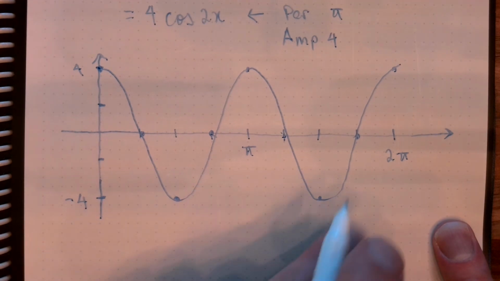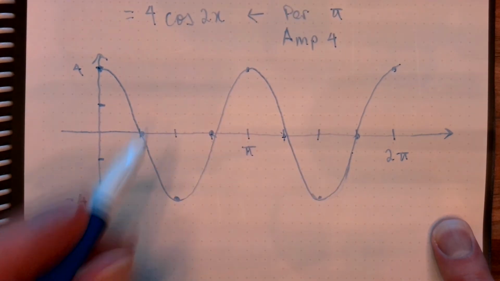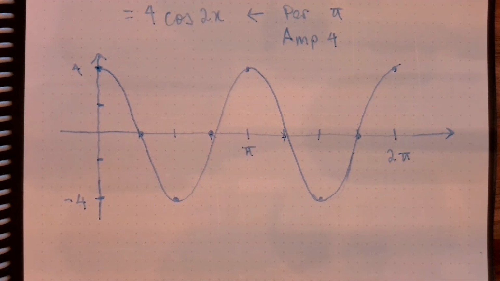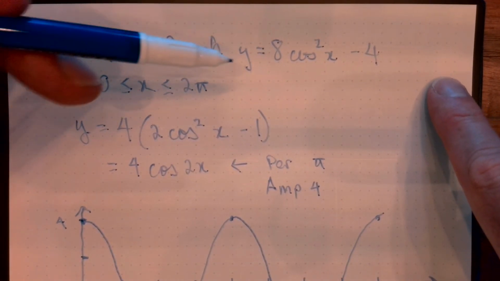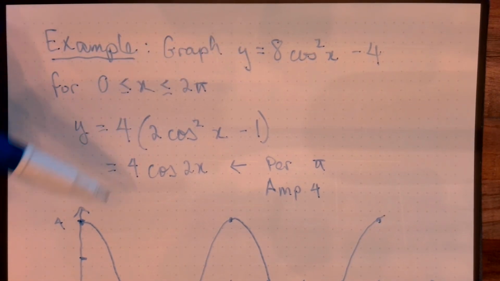Okay, so this is a graph of that function on the interval 0 to 2 pi, and the way we got the graph was to take the function that we originally had, which was this right here, involving cosine squared, and simplify it through an application of the double angle formula.